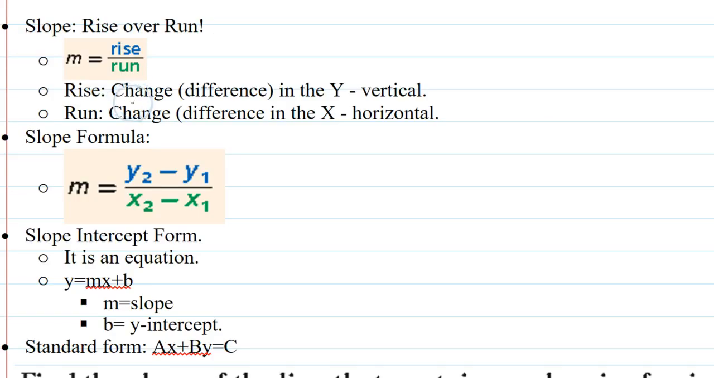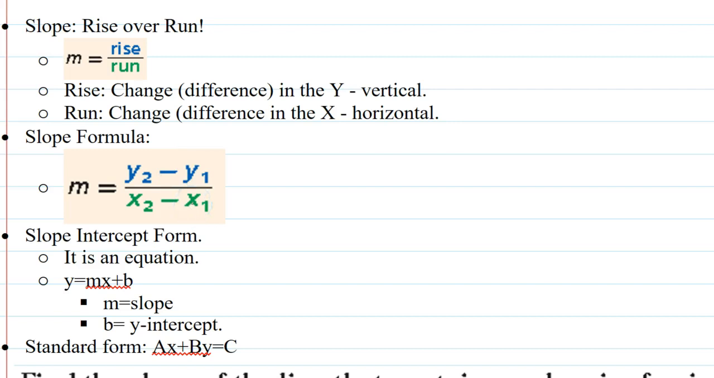Remember, the rise is your change or difference in the vertical, in the y-axis, and your run is the change or difference in the x-axis, the horizontal. So difference means subtraction in mathematics. So when we say change, we mean you're subtracting y minus y over x minus x.